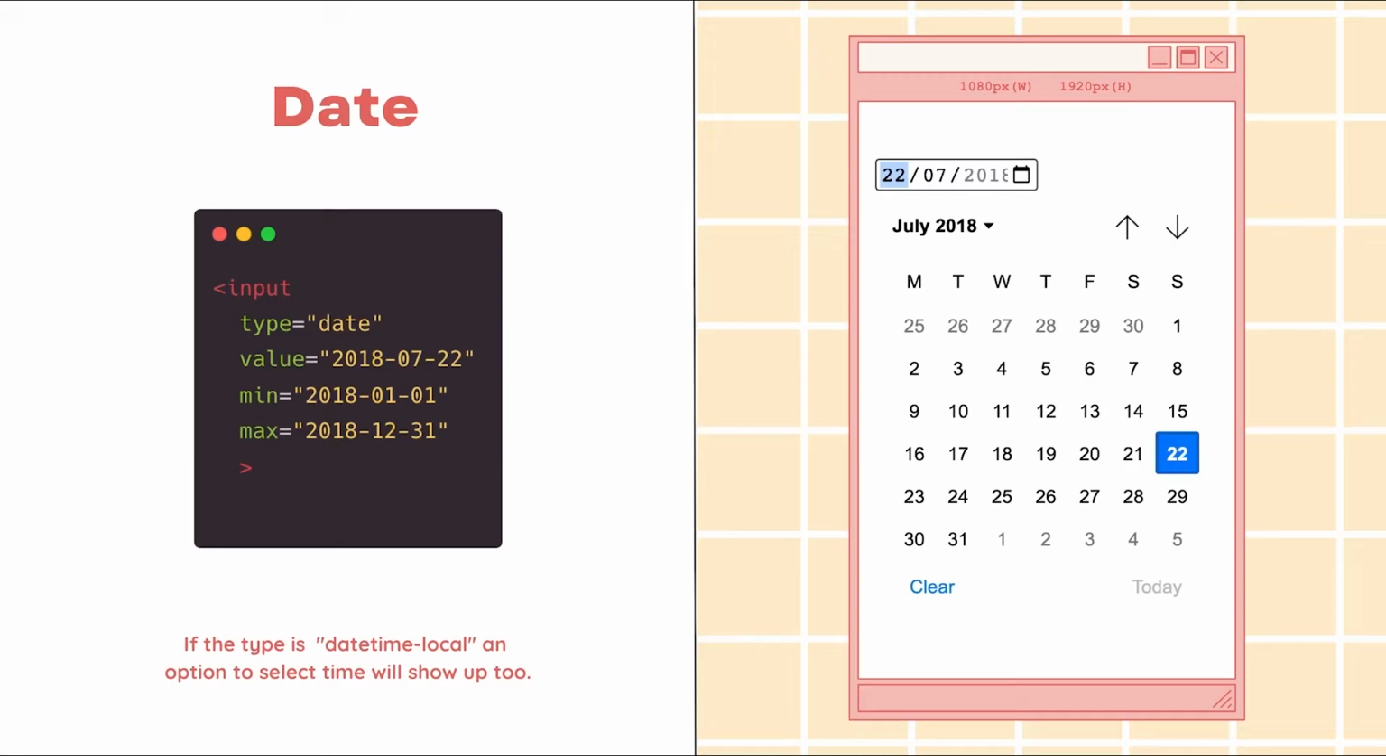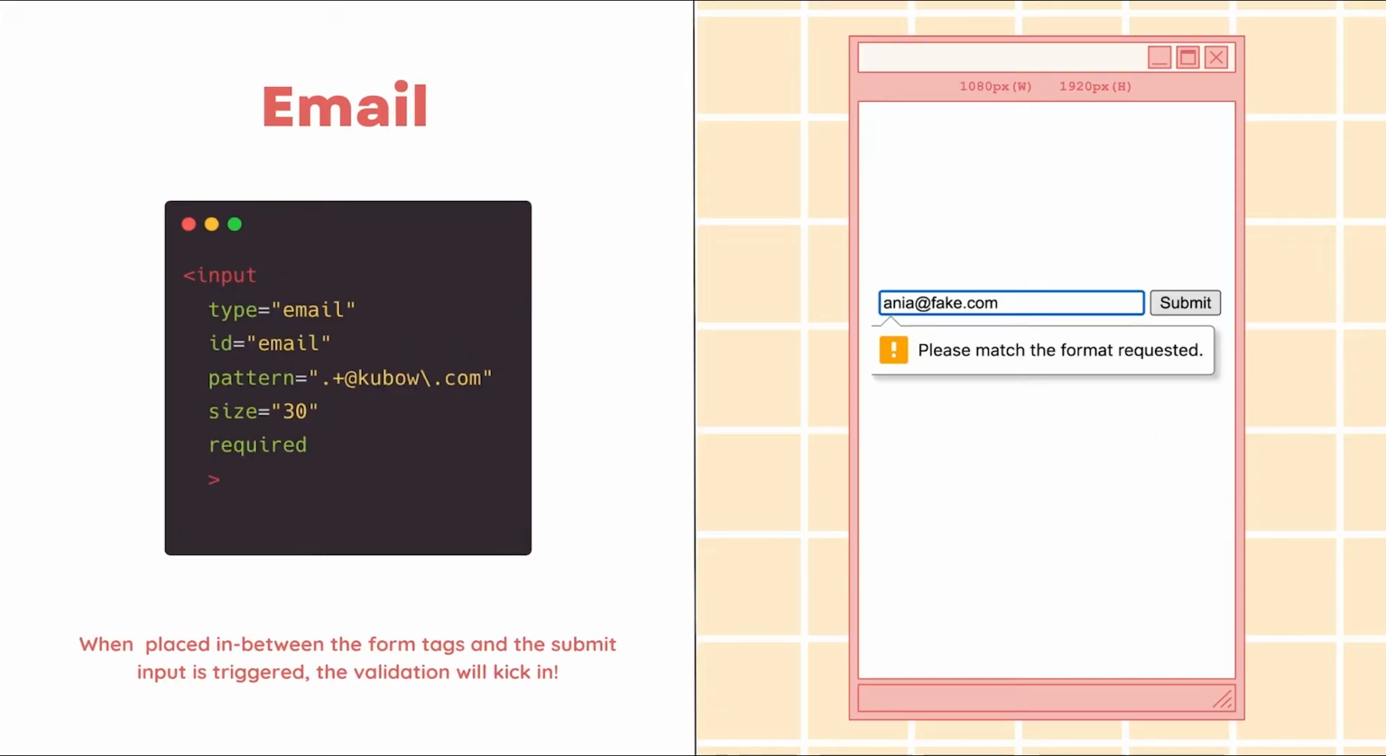This input is fun as we can of course set a default value using the value attribute, but we can also set a min and max date. This means you will not be able to select dates in the date picker outside of this range. And if we change this to date time local, an option to select the time will show up too. Next up, let's look at the email type.